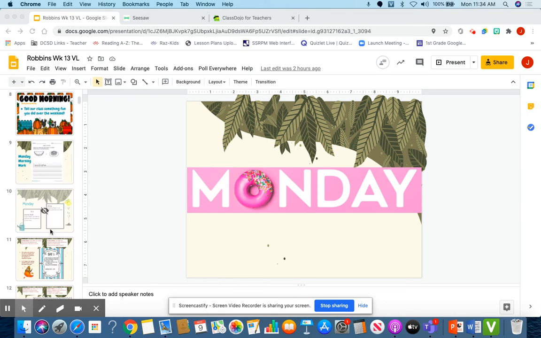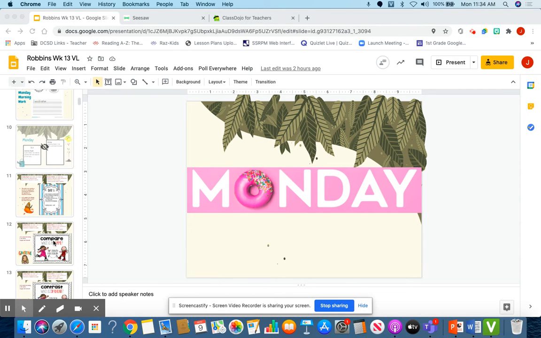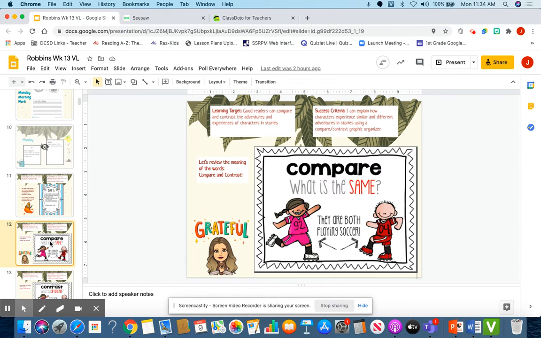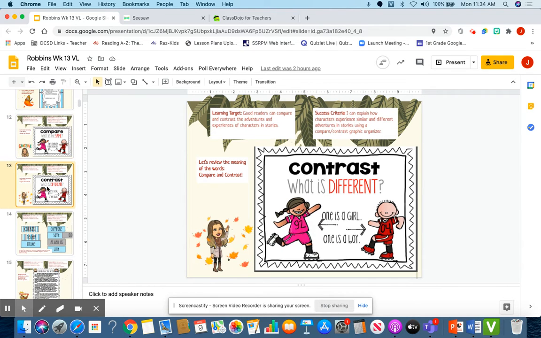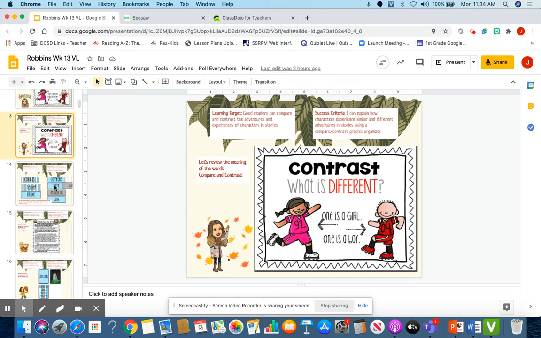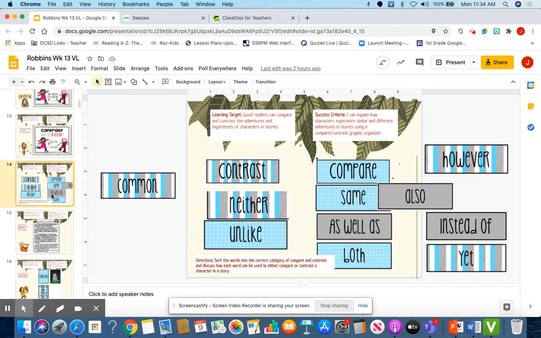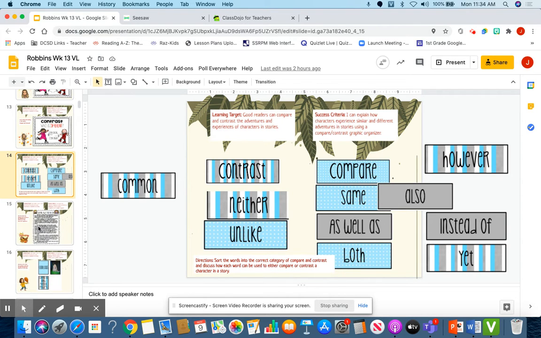For Monday in ELA this week, we are talking about comparing and contrasting adventures that characters have in stories. So we will review the definition of compare and contrast and study some vocabulary related to those topics. Some words that also mean the same thing as compare and contrast.